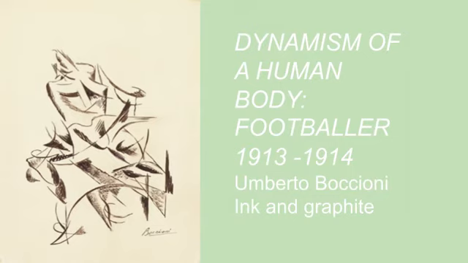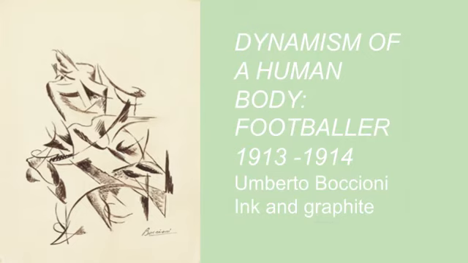Okay? So our very next element we're going to talk about is motion. Very similarly to the other elements that we have been talking about, there is implied motion in artwork, and there is also actual motion in pieces of art. Here's a very good example of implied motion. This piece is called Dynamism of a Human Body Footballer. Now, in America, we call football soccer, but in the UK, they call it football.